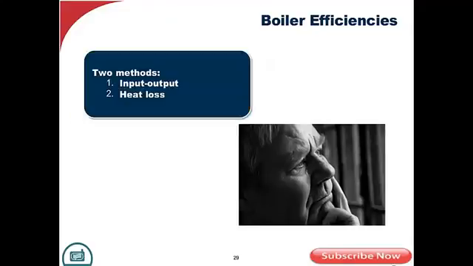Well, then how do I measure efficiency? Well, there's really two methods to measuring efficiency. It's either the input-output or the heat loss method. Now, if we go to the input-output method, it's much more complicated. And quite frankly, in all the years that I've been in this business, and I think Rakesh will attest to this, who is on the expert panel here, with the input-output method the juice may not be worth the squeeze.